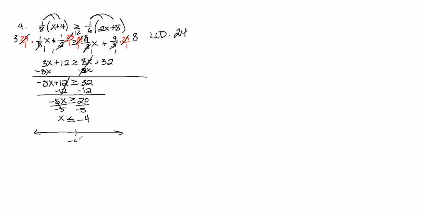So negative 4 in the middle, I'll put negative 5 on the left, negative 3 on the right. And then we want a bracket, so it's less than or equal to, and it's less than, so we shade to the left. And then our interval notation, the furthest left we go is negative infinity, comma, the furthest right we go is negative 4 with a bracket there.